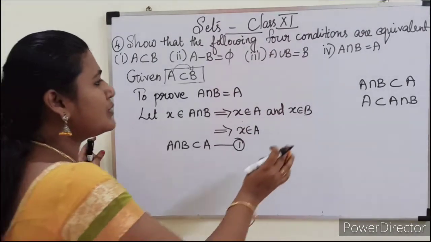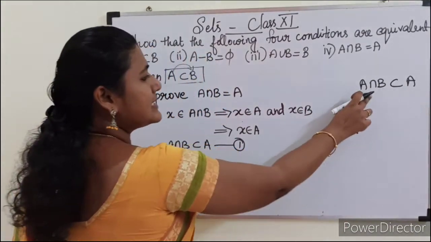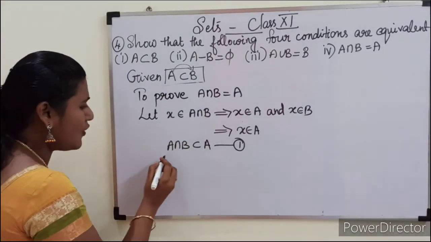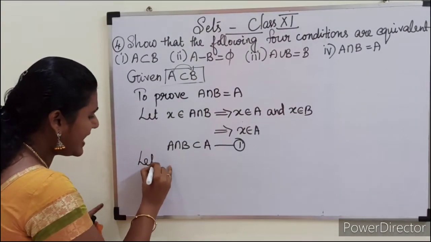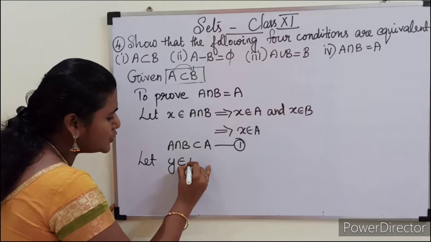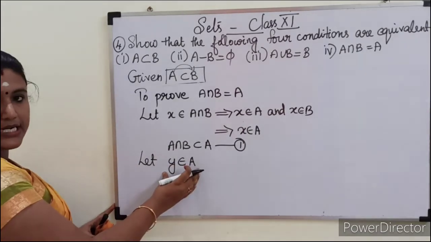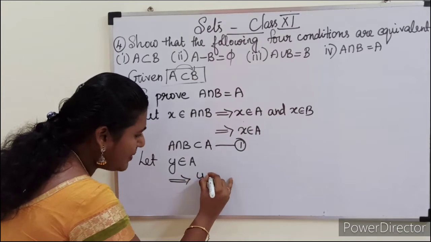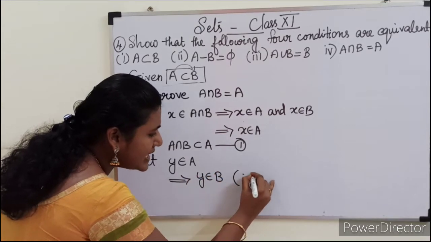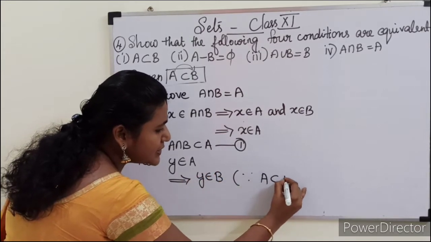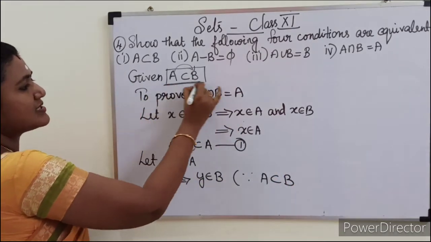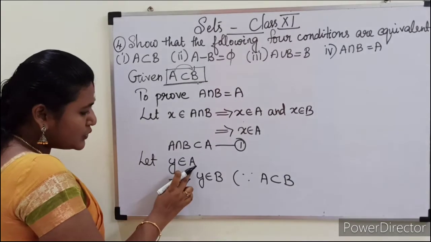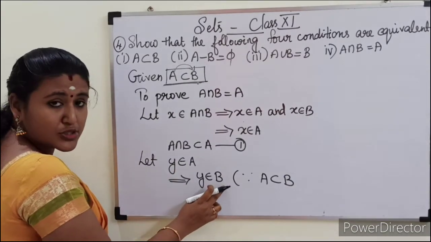Now we have to prove the second condition, that A is a subset of A intersection B. So we will take an element y belongs to A. That means y belongs to A implies y belongs to B also. Reason, A is a subset of B. We have already been given this condition, A is a subset of B. If y belongs to A, then definitely y belongs to B.